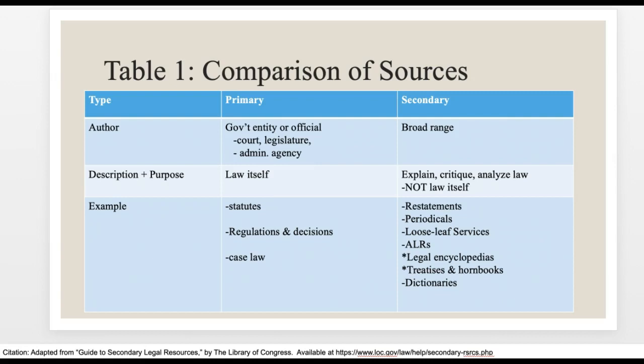Examples of secondary sources include restatements, periodicals, loose-leaf services, ALRs or annotated law reports, legal encyclopedias, treatises and hornbooks, and dictionaries.